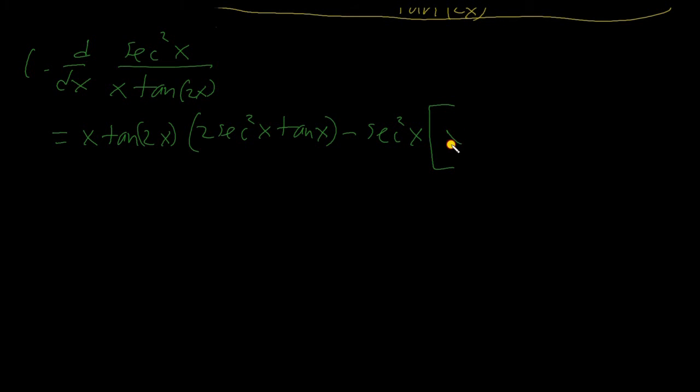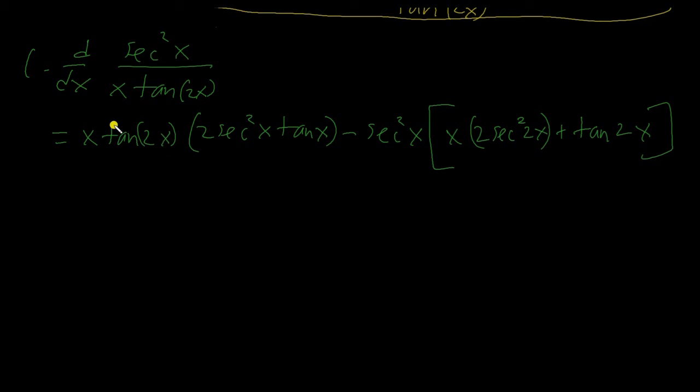So it's going to be x times the derivative of tangent of 2x, which is 2 secant squared 2x, plus tangent of 2x times the derivative of x, which is just 1, right? The derivative of x is just 1, so that's our product rule part.